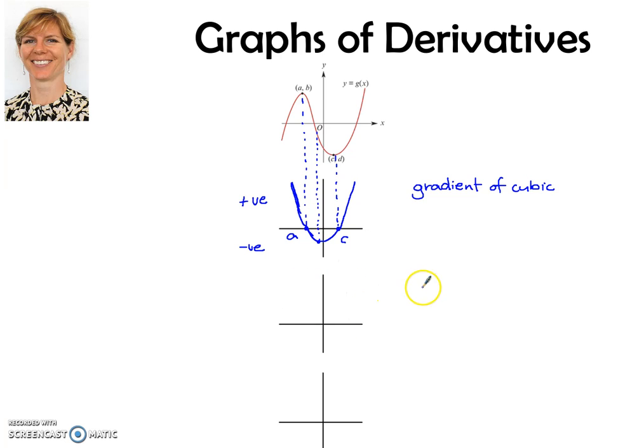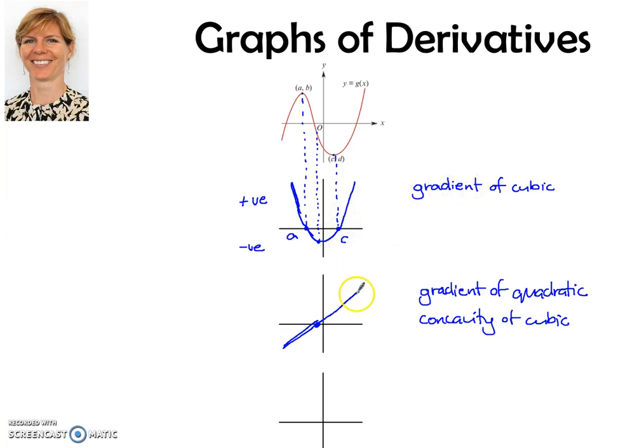Now the next one we're going to be looking at is the gradient of the parabola, the quadratic, but also the concavity of the cubic. So now it's telling us two things. Again we take a similar approach. If we're looking at the gradient of the quadratic, the gradient here is 0, so that's going to mean a 0 point. The gradient on this side is negative, so it's going to be below the x-axis, and on this side is positive, so that's going to give us a straight line. We know it's a straight line, because we go from quadratic to linear.